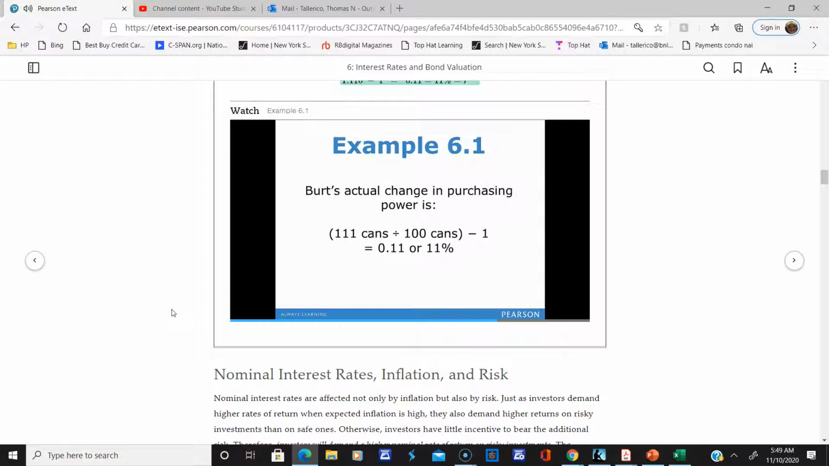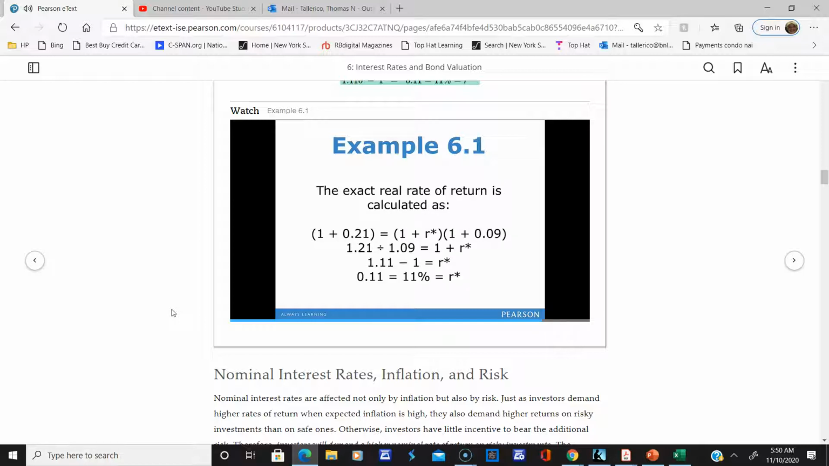Since Bert can only buy 11 additional cans of Spam and not the 12 cans he estimated, his actual change in purchasing power is 11%. This is found by dividing 111 cans of Spam by 100 cans of Spam and subtracting 1. Equation 6.1 can be used to find the exact real rate of return. The equation shows that 1 plus the nominal interest rate equals the product of 1 plus the real interest rate and 1 plus the expected inflation rate. Doing the math, we find that the real return is 11%.